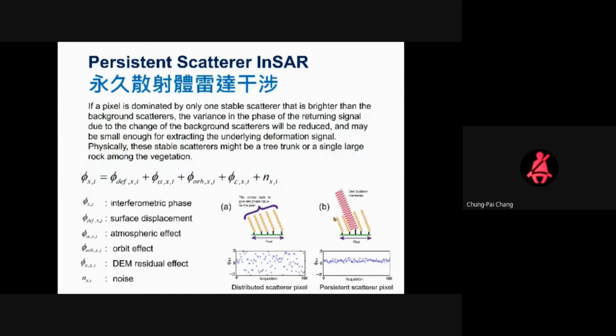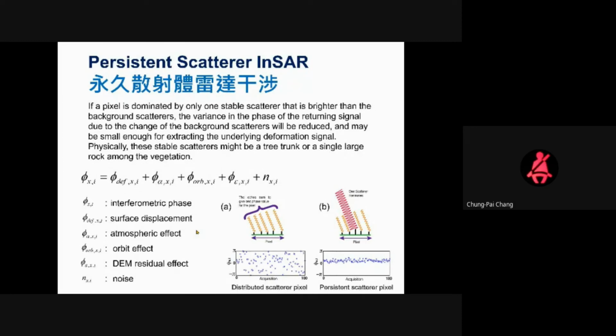So, in order to overcome all this, we developed a technique with our colleague in England. It's persistent scatterer InSAR. So we don't use all the pixels. We just choose some stable pixels. I will just show you the very simple idea, the principle of this one.